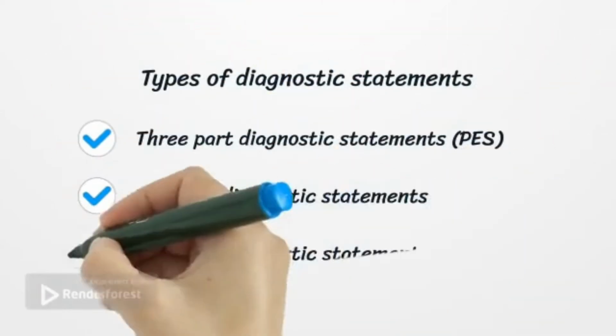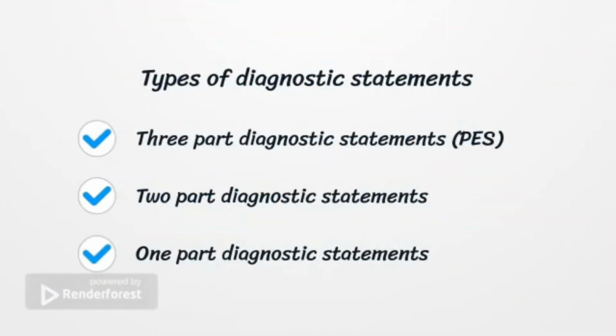And like I said, we have types of the diagnostic statement. We have the one-part diagnostic statement, the two-part diagnostic statement, and then the three-part diagnostic statement. I won't go into details for the three-part diagnostic statement because we did that already in the nursing diagnosis chapter 2. That is what we use to explain our diagnosis. Okay, so we're not going to do the three-part diagnostic statement anymore. We're just going to focus on the two-part diagnostic statement and then the one-part diagnostic statement.